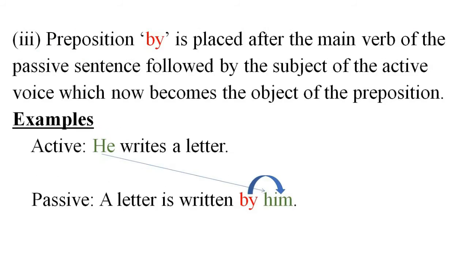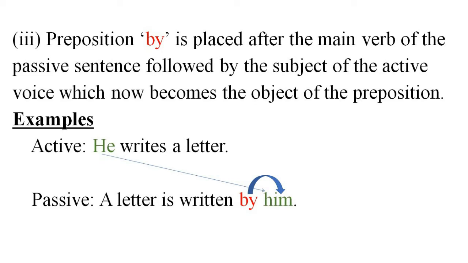Next, rule third, preposition by is placed after the main verb of the passive sentence followed by the subject of the active voice, which now becomes the object of the preposition. Dear student, look at these two examples. First sentence is in active voice, while second is passive voice of the active sentence.